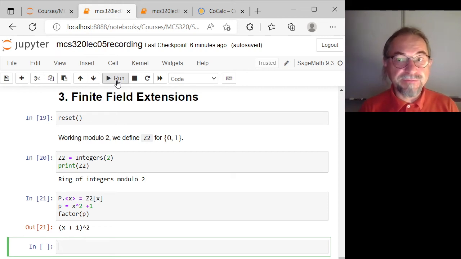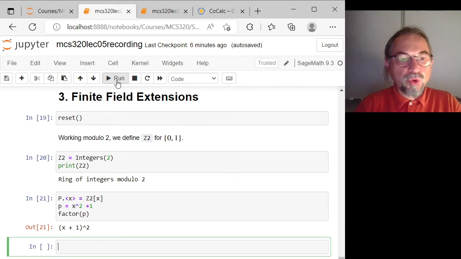You can also verify this numerically. If you plug in 1, then 1 is a root. So 1 plus 1 modulo 2 is 0. And it's actually a double root. So when you divide x squared plus 1 using the modulo 2 arithmetic, then you get x plus 1 again as the quotient.